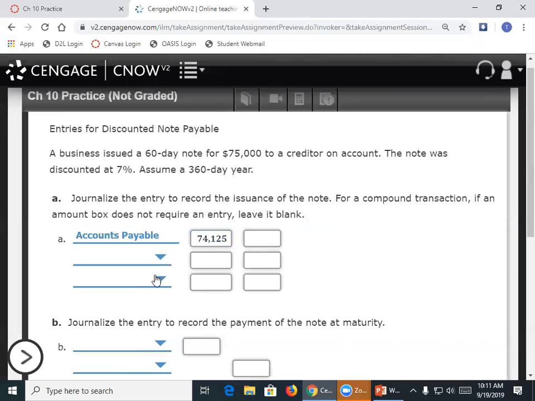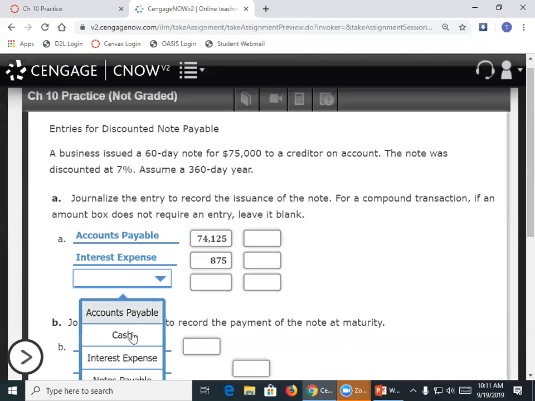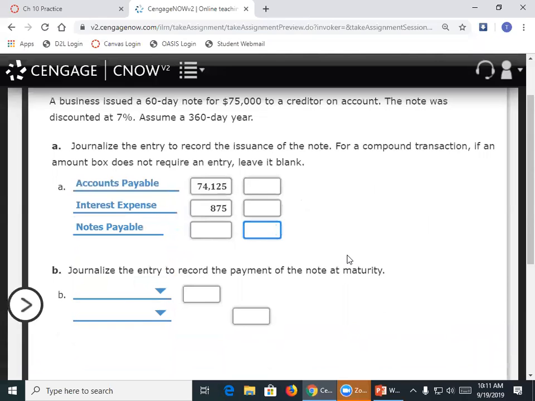Interest expense, good. So I'm going to debit interest expense for the $875, that discount amount. And then what do I credit? Notes payable, good. Notes payable gets credited always. When you issue a note, notes payable always gets credited at the face value of the note, whether we're issuing at a discount or a regular note. So again, we've recognized the interest expense up front.